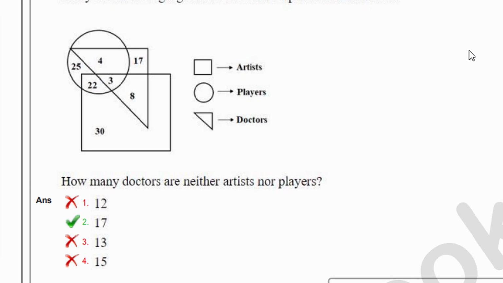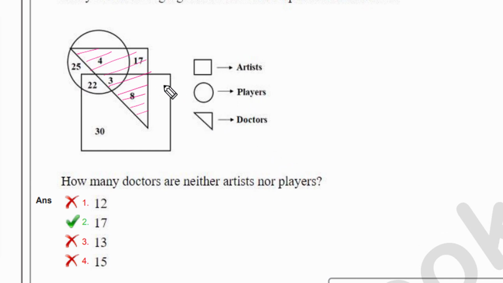We have to study the following and try to answer it. So the shape belongs to artists. These are artists, and the circle is belonging to players, and this triangle is belonging to doctors. Okay, now how many doctors are neither artists nor players? So we know these are all doctors, right? So let's highlight them. These are all doctors, right? So there are 4 doctors, 3 doctors, 17 doctors, 8 doctors.